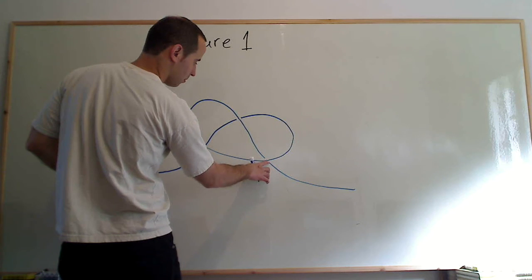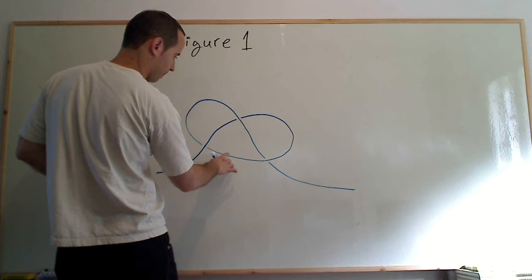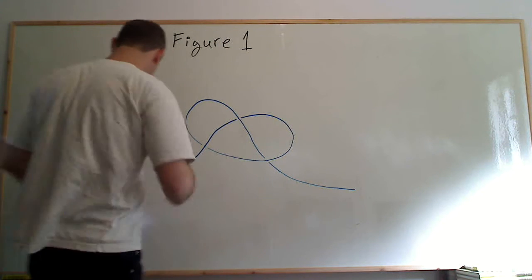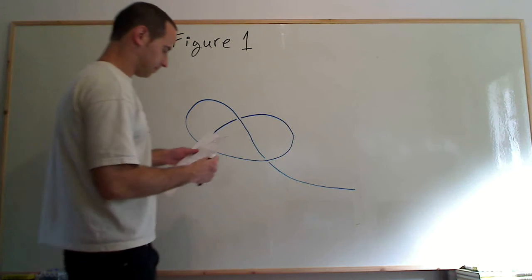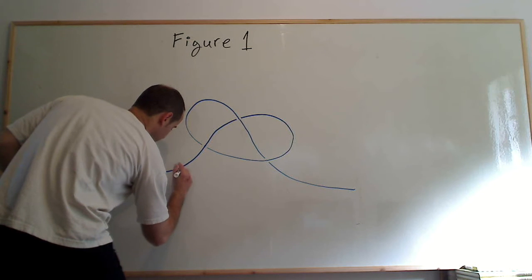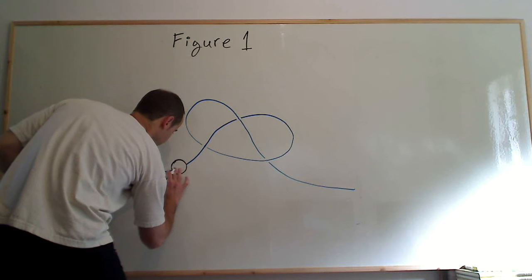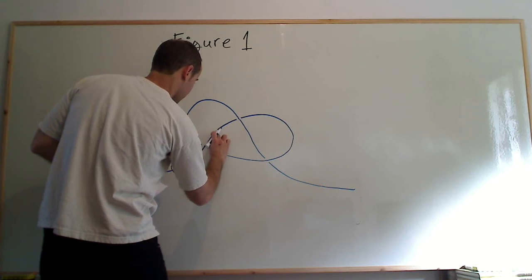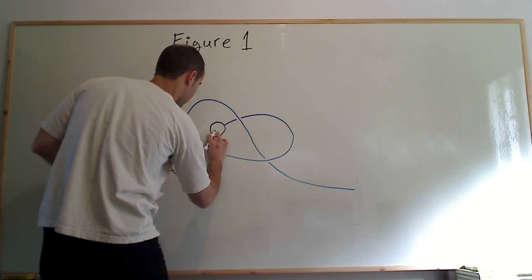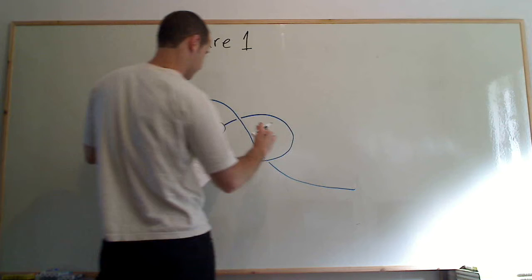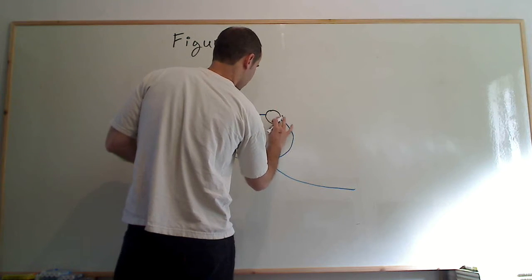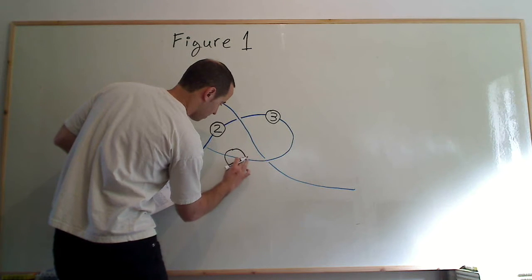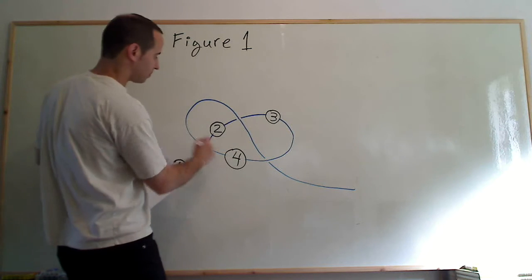String. Okay, and this. Okay, you get the idea. So if we put bits, let's say number 1, number 2, number 3, number 4, okay, and so on.